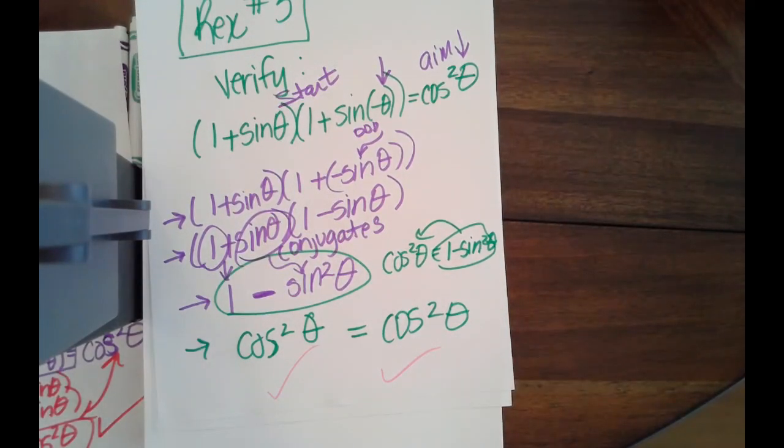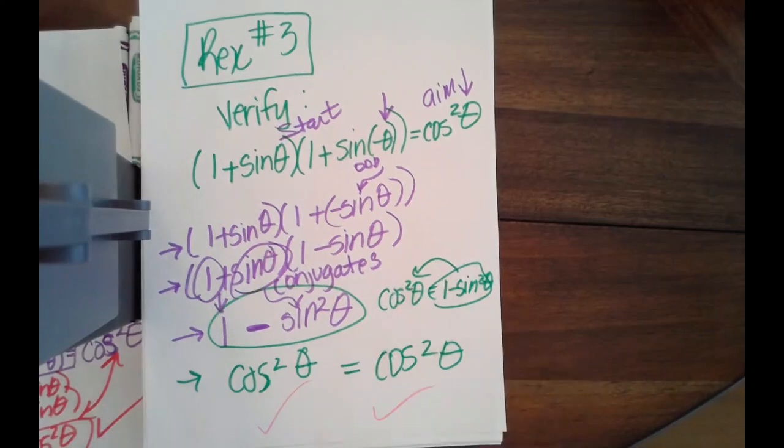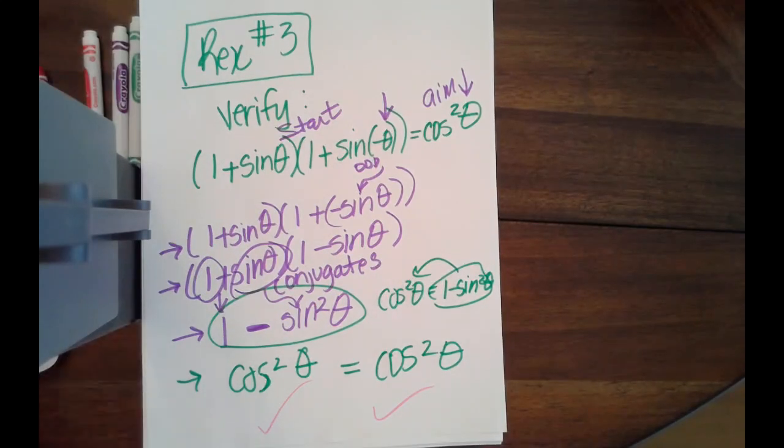Now that's why you're going to have to recognize conjugates and perfect difference of squares and factoring and all of the skills. They all apply to these trig ratios and these trig identities.